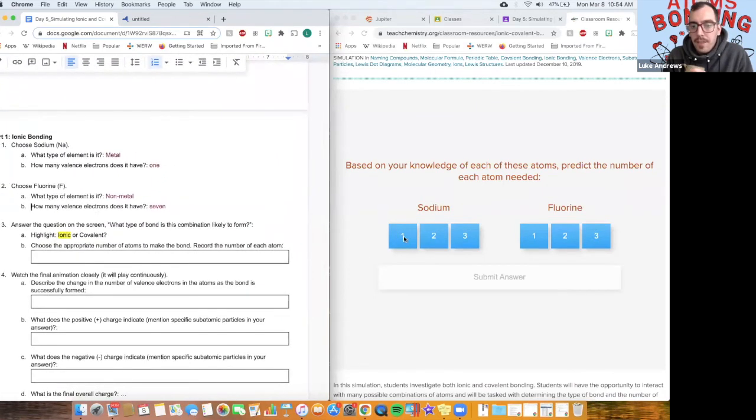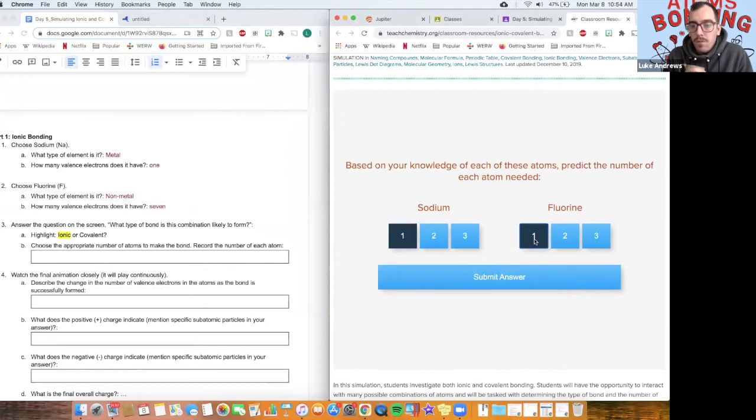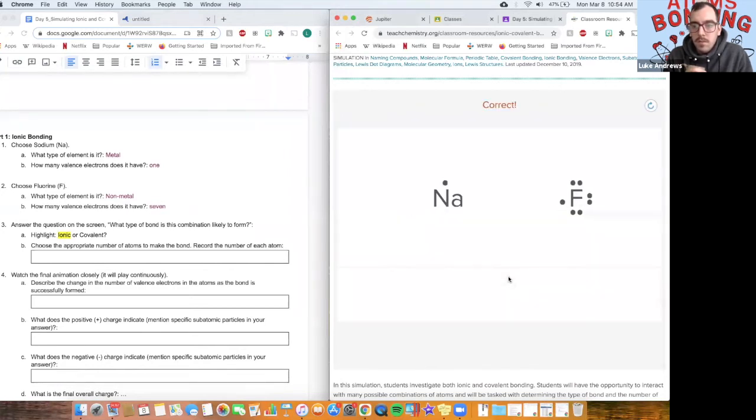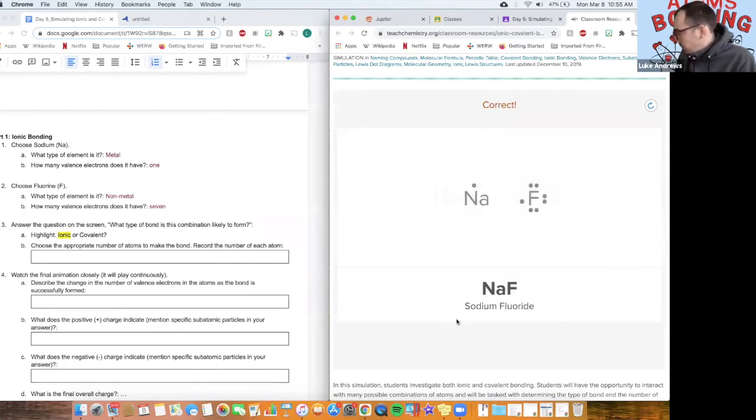How many atoms of each? I think it's going to take 1 sodium and 1 fluorine. And then you can submit your answer, and it will tell you if you're correct or not. So we see here that sodium is going to become a positive ion. Fluorine is going to accept its valence electron and become a negative ion. Those positive and negative charges hold themselves together, and this becomes sodium fluoride. So it's an ionic bond.